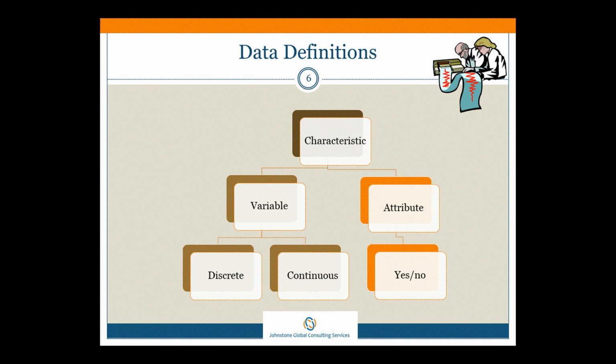An attribute is a characteristic that a product or process has or does not have. For example, maybe you're only looking at products that pass the test, or that failed the test, or that have more than a certain amount of something.